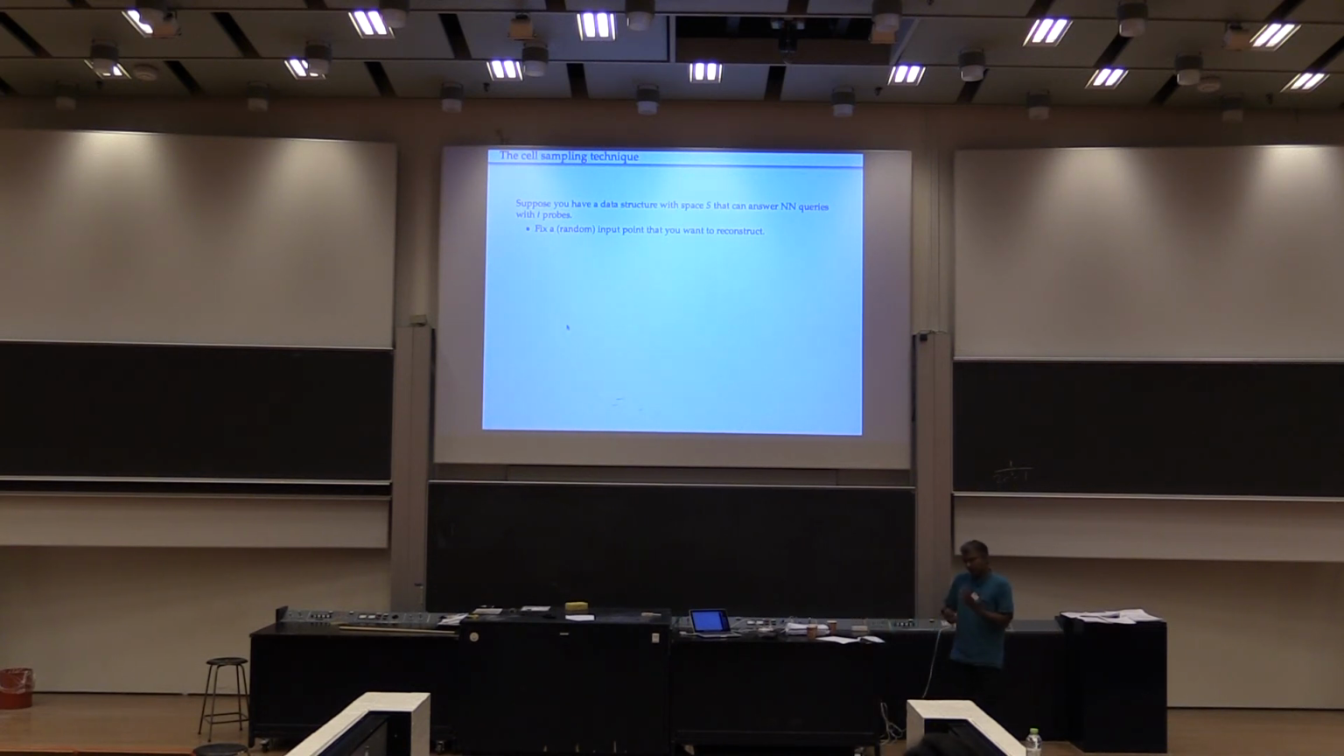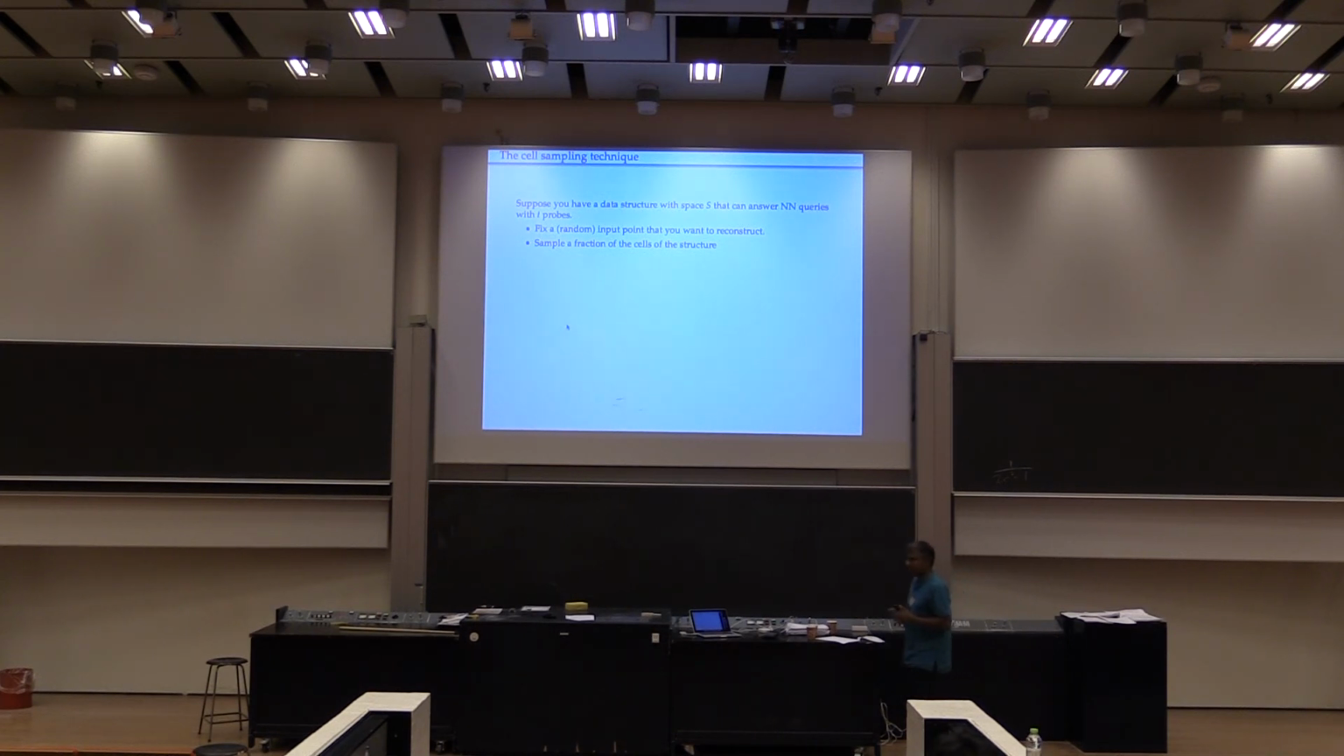Say you want to show that there's a lower bound on a data structure for solving some problem. Forget about everything I told you. Just think of some data structure with some space S, you can do n queries, and you want to show that it has some lower bound in space. So fix some input point that you want to reconstruct, and sample a fraction of the cells of the structure you have.